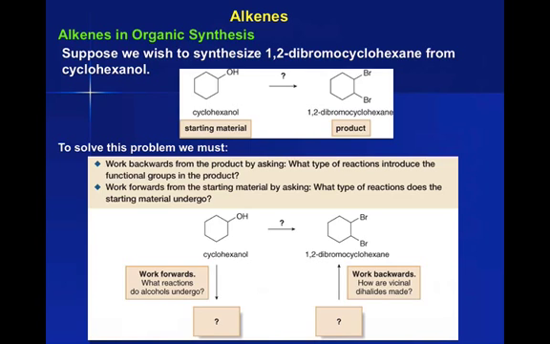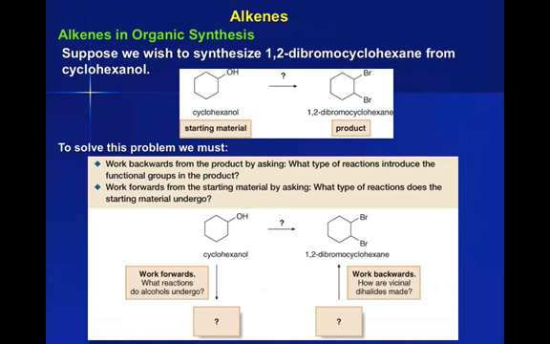So we know the product that we want is dibromocyclohexane. Now, a retrosynthetic arrow is a double-headed arrow like this. Basically, what it's asking is, what starting material would I need to do this? I would definitely need bromine, and what else? And I would need an alkene. Very good.